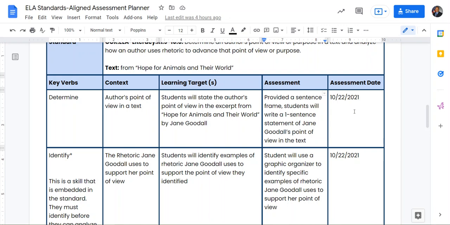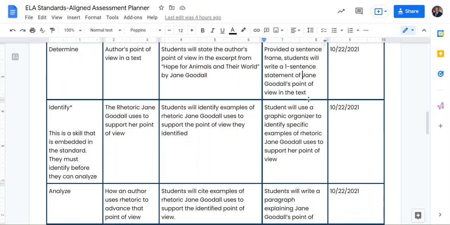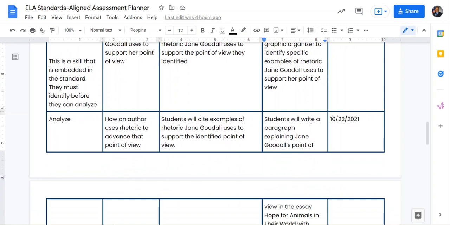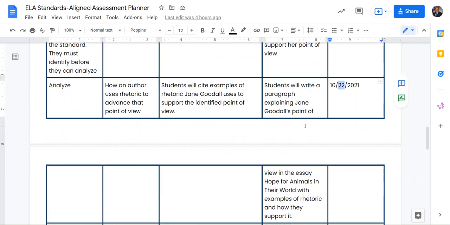So if I'm starting this lesson on the 22nd of October, I'm going to get these 2 things done, the 1-sentence statement and the graphic organizer. I'm hoping that I can get these 2 things done in one double block class. They might be able to get started on their paragraph. I think I might be a little over aggressive, but the beauty of this is I might go in and change the date to a later date. But I want them to at least get it started on planning their paragraph.